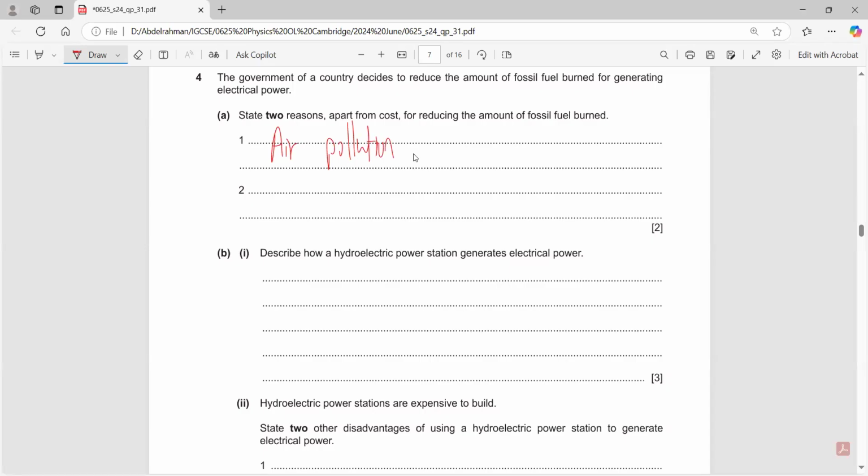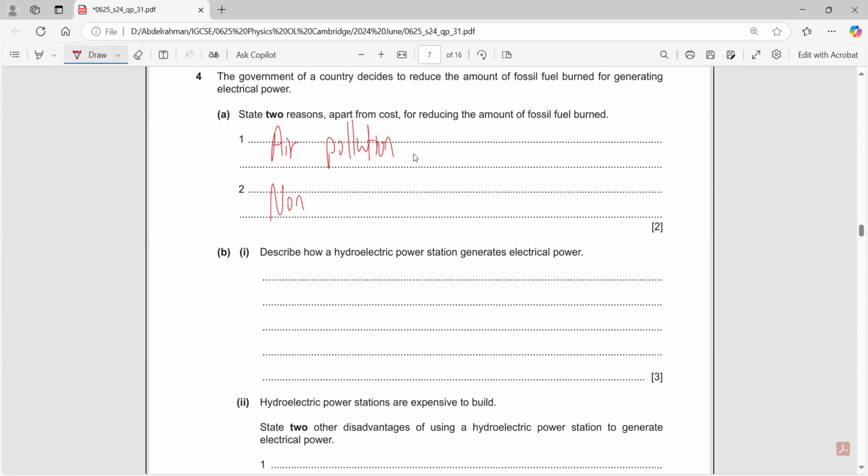Okay, global warming. Yes, non-renewable. Yes, it is also an acceptable answer. Okay, non-renewable. No, it is reliable. Renewable and reliable are two different things. So non-renewable. Okay, describe how a hydroelectric power station generates electrical power.